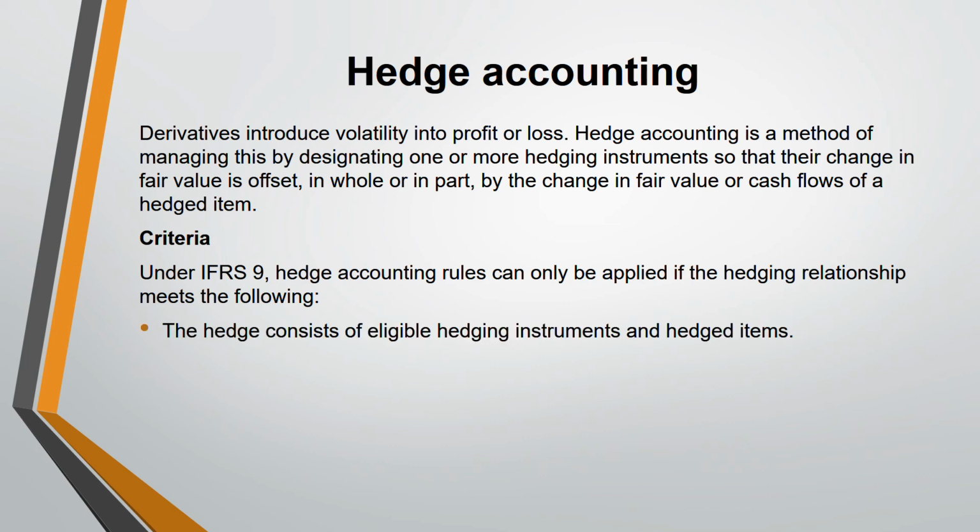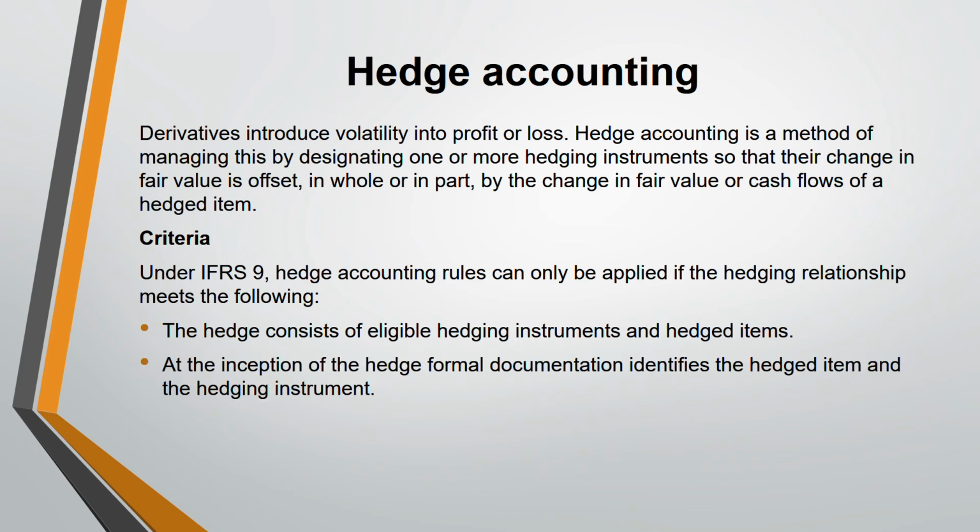Number one, both the hedging instrument, the derivative that you are taking, and the hedged item, the amount that you want to hedge, should be eligible. Number two, the hedge formal documentation should identify the hedged item and the hedging instrument. You should identify separately that this is the hedged item that you want to hedge, let's say the fair value of the inventory, and this is the hedging instrument, the contract, the derivative that you have taken.